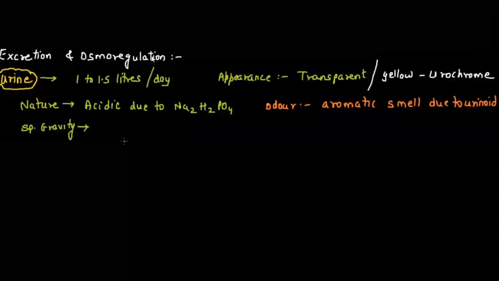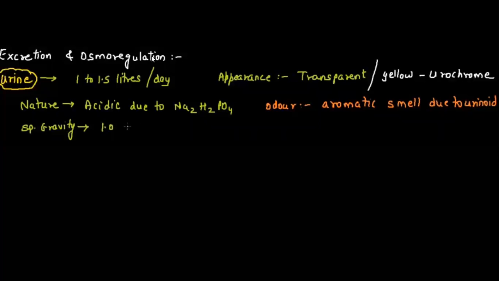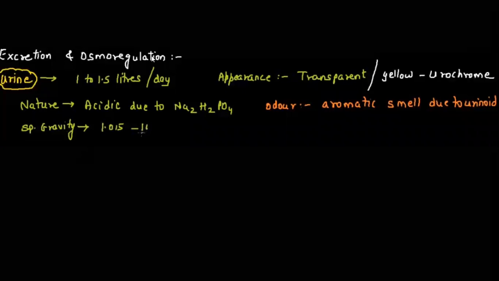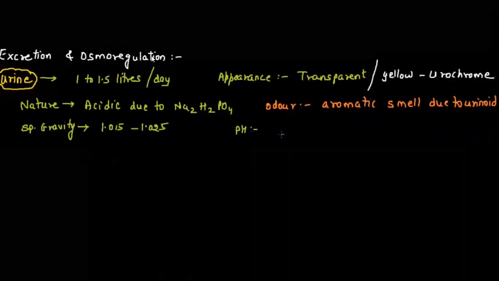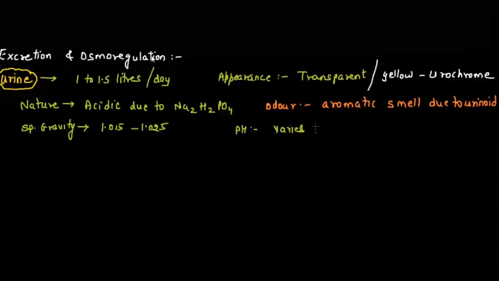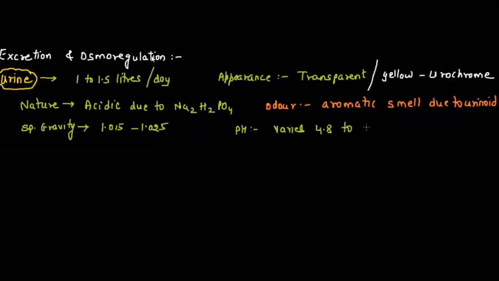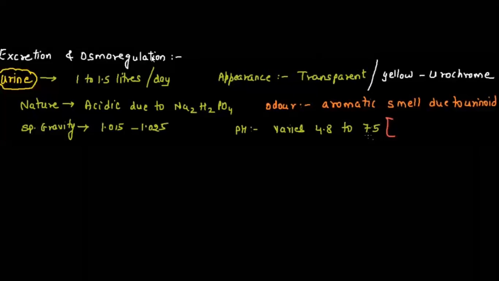We have the next characteristic, that is specific gravity. Specific gravity means it is with respect to water. If the specific gravity is more than 1, any object will sink in the water. If the specific gravity is less than 1, it is going to float. It will never mix with the water. And if it is exactly 1, it will float. So here the urine specific gravity is slightly more than 1. It is 1.015 to 1.025.